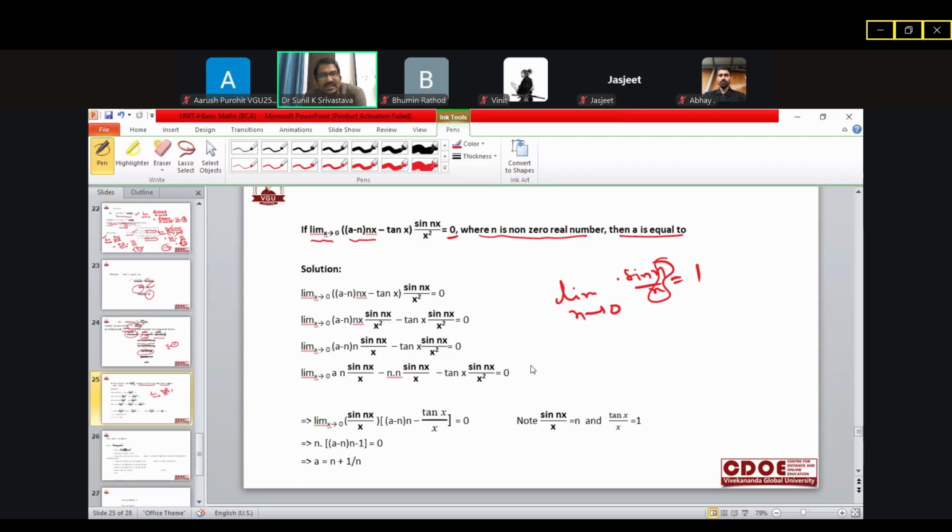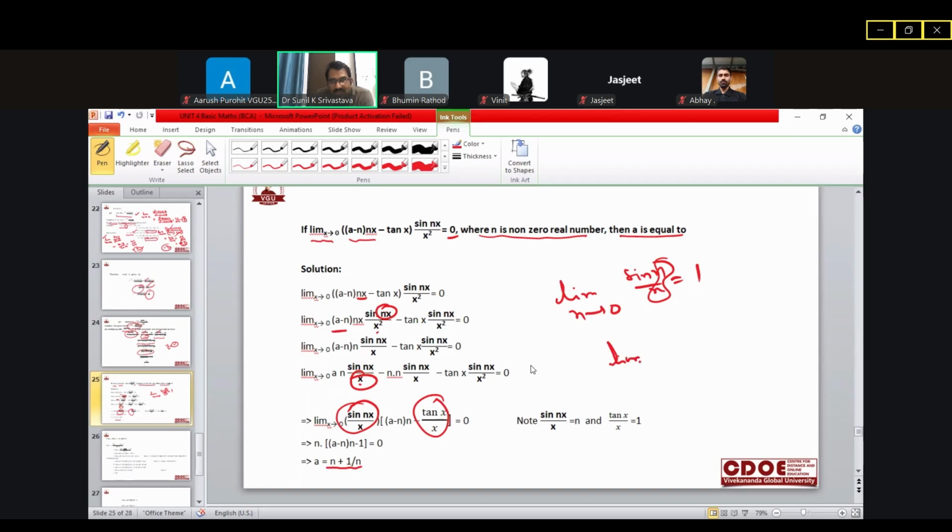You see the nx here, so the denominator also contains nx. So we have to write it in the form a minus n, and sin nx by x square. So nx upon nx should be declared here. So we write it in the form a minus n, this value is 1, and this value is also equal to 1. So a is equal to n plus 1 by n. Just put it in this form.